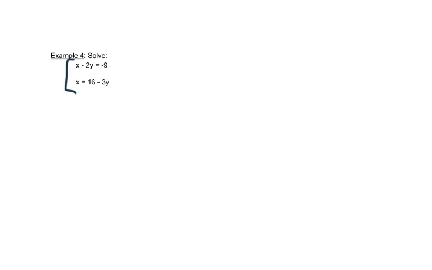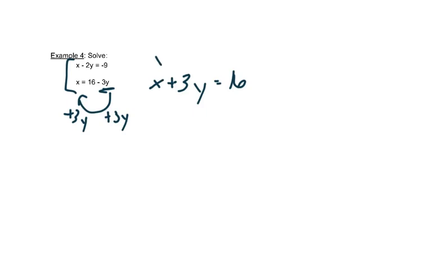So again, we've got these two equations that we're trying to solve at the same time. And you can see on the bottom equation that it says x equals. Well, that's not the right format. We need this negative 3y to be on the other side. So we're going to add 3y to both sides to take care of that. So that gives us x plus 3y equals 16. Top equation is still x minus 2y equals negative 9. So now that they're in the right format, we can work on them.